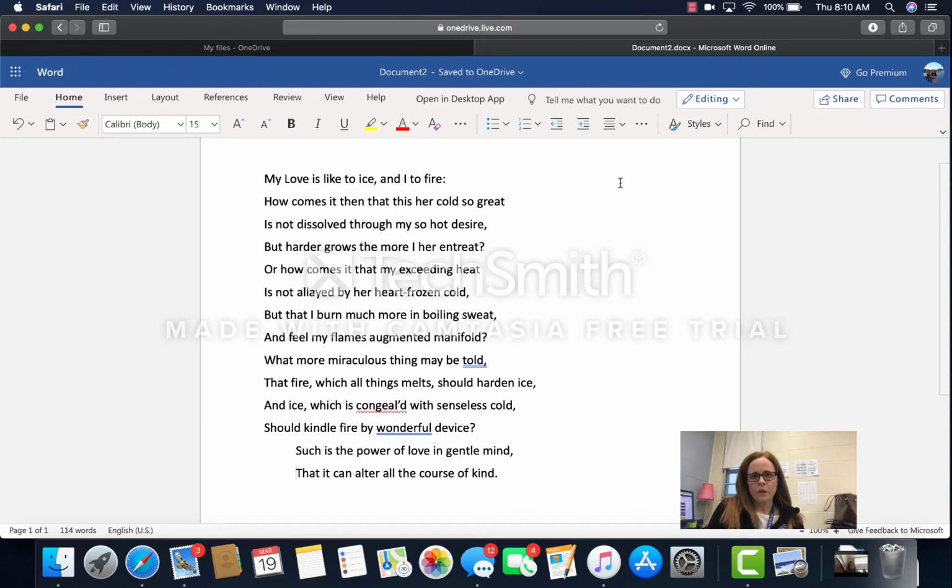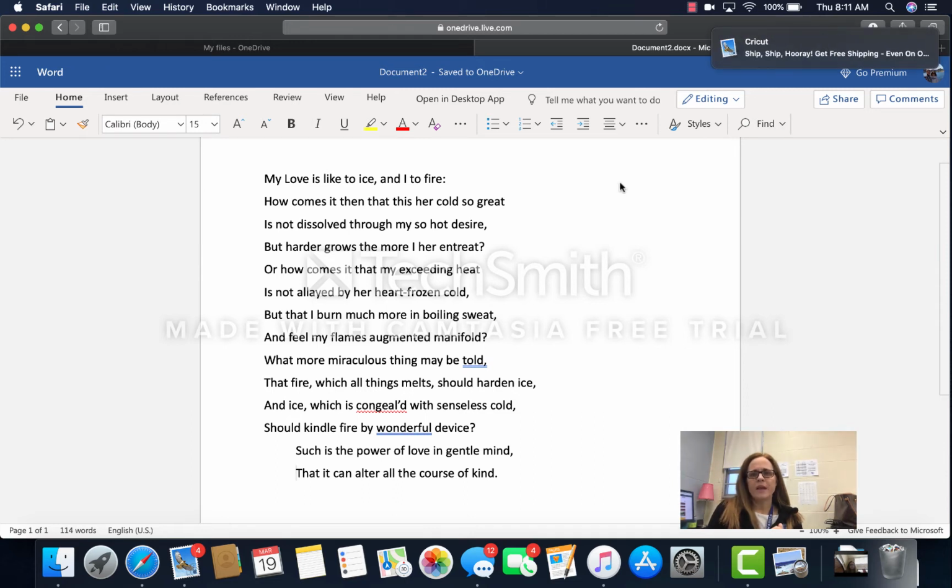One of the terms that was on your grid that I want to show you an example of today is enjambment. Enjambment is when you go straight from the end of one line into another line. So you don't pause, you don't stop, there's no punctuation. You go straight from the end of one line right into another.